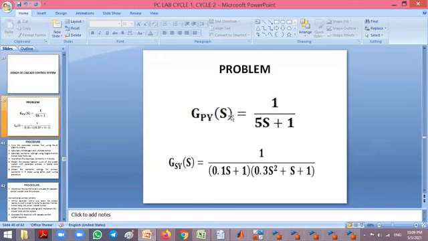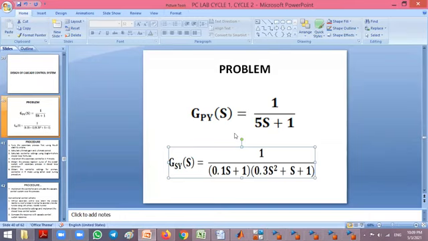The problem will be given with G primary, okay, and G secondary. The total transfer function will be divided into two, and it will be given as G primary of S and G secondary of S. So here G primary of S, 1 by 5S plus 1 is given. G secondary of S is 1 by 0.1 S plus 1 into 0.3 S squared plus S plus 1.